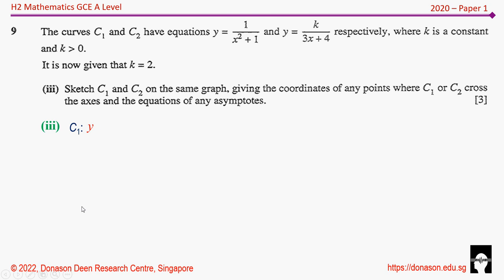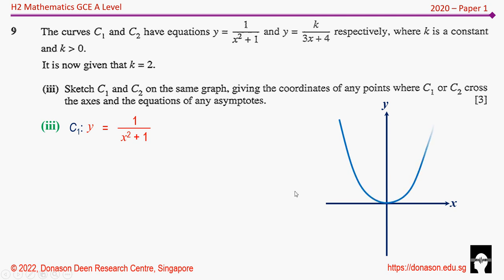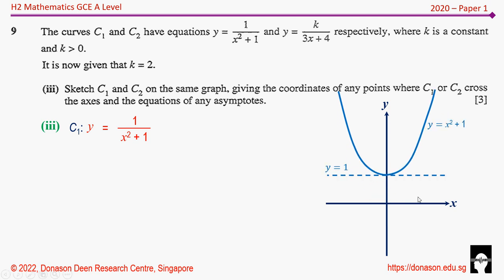So C1 is of course y equals 1 over x squared plus 1. So let's just copy that down. Now let's sketch this. To sketch this I'm going to use a series of transformations of graphs. So we know that this is how the y equals x squared graph is going to look. It's just a simple U-shaped parabola, and since there is a plus 1, we're going to shift this graph up by 1 unit so that its y-intercept would be 1. So it's going to cut the y-axis at 1. So we have the graph of y equals x squared plus 1.